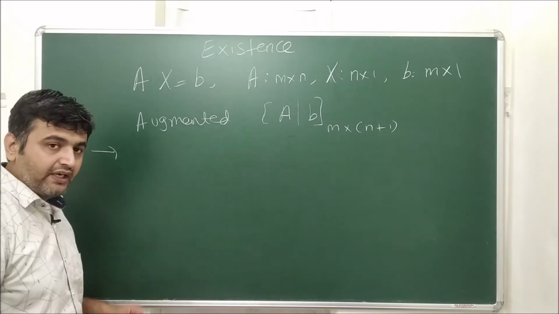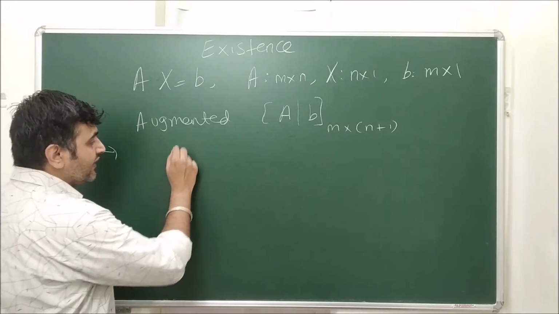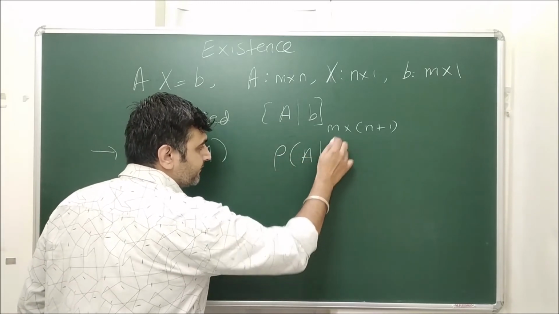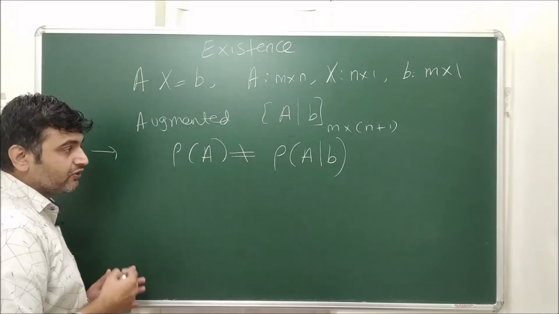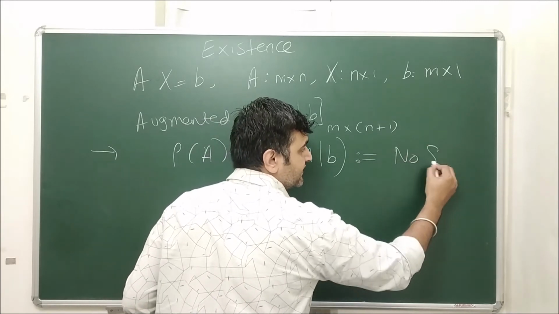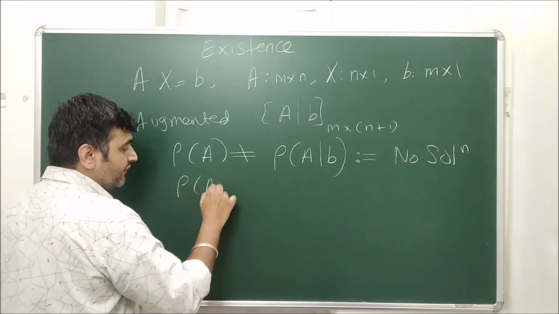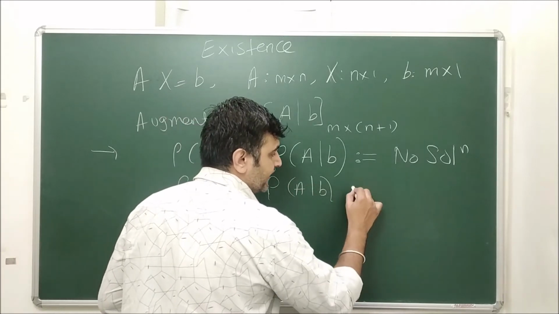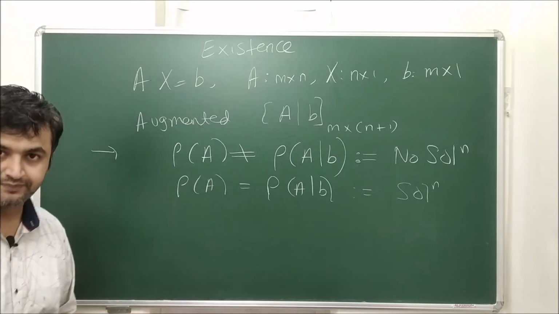Okay, so you do that, and once you are in the row echelon form, the theorem says you find the rank of A and you find the rank of A augmented B. If the rank of A is not equal to the rank of A augmented B, then the system has no solution. Okay, and if the rank of A is equal to the rank of A augmented B, then the system has a solution, then the solution does exist.